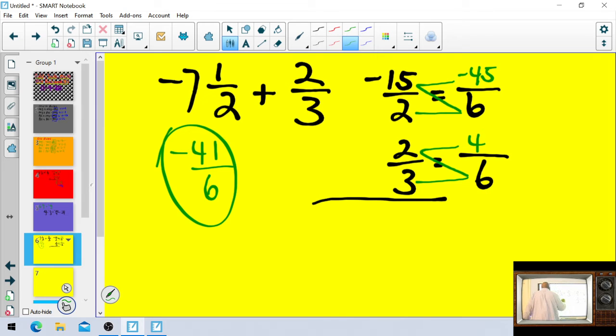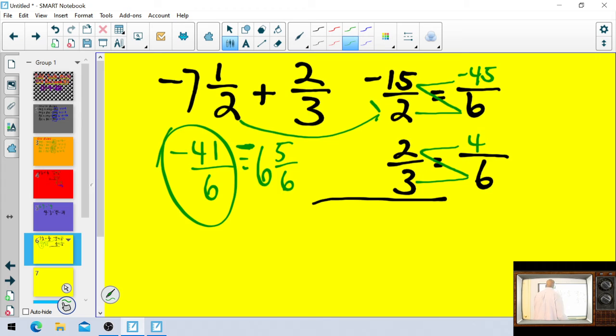And if you want to change that, that would be negative 6 and 5 over 6. Everybody got it? Yeah, there we go. Any questions? So if you got a mixed number and a fraction, I would change that mixed number to an improper fraction. It's just easier to do. But you still follow the same rule. You got to keep the sign of the biggest number. The biggest number is negative, and you're going to be coming out with a negative number. Remember? Keep the sign of the biggest number.